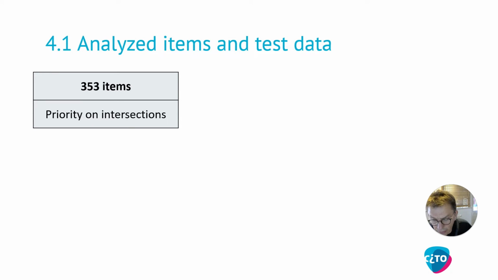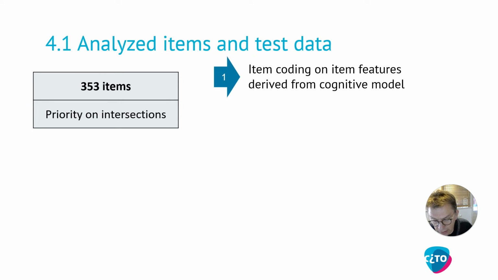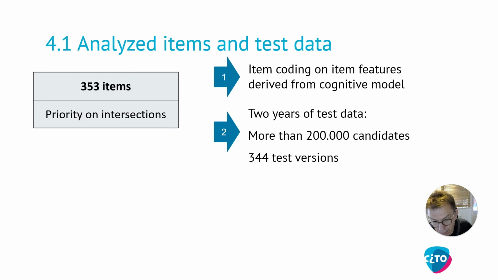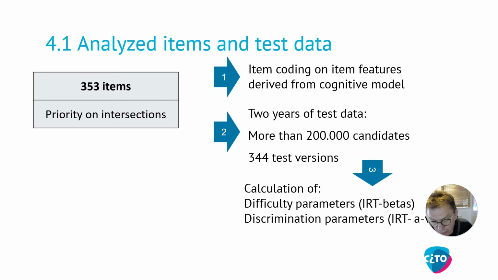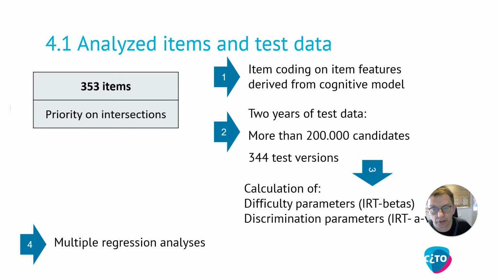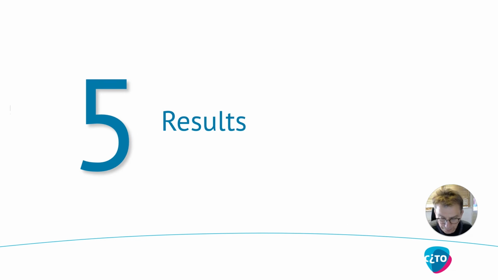We analyzed 353 items on intersection problems. We coded the items on the item features as described, derived from our cognitive model. Then we used 2 years of test data from 200,000 candidates to calculate difficulty parameters and item discrimination parameters using an item response model. After this, we applied multiple regression analysis in which item difficulty and item discrimination were predicted using a set of item features. That brings us to the results.